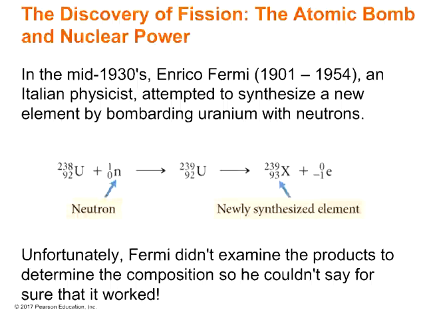So in the mid-1930s, an Italian physicist named Enrico Fermi attempted to synthesize a new element by bombarding uranium with neutrons. So the idea there is that by bombarding a neutron into uranium, seen below, we would get a new isotope of uranium, uranium-239. And then it was thought that maybe uranium-239 would then go through beta decay and produce a new element.